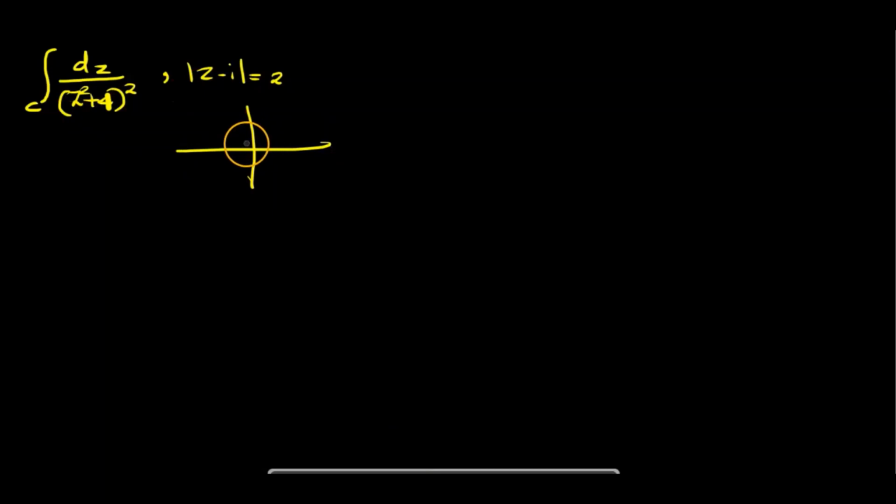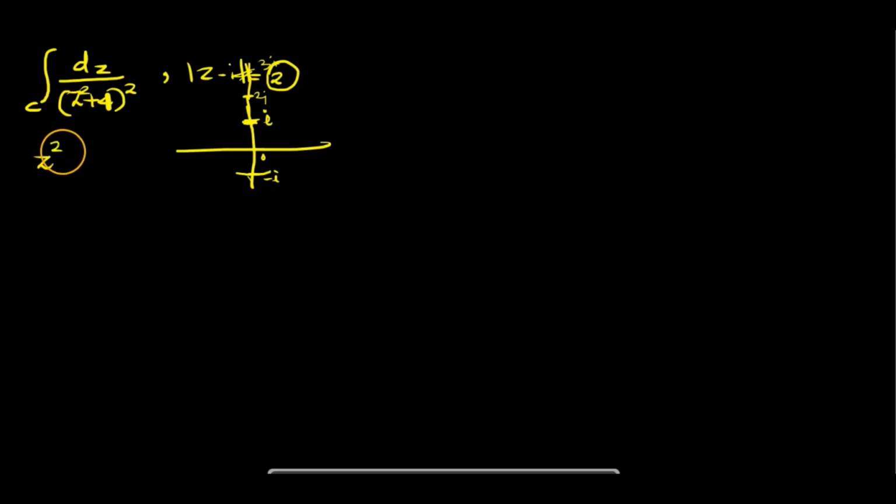The region is given by an i-centered circle with the radius 2. That means 0 is there, also −i is there, also 2i and 3i are also there. That means radius 2 is our radius, and i is the center of the circle.